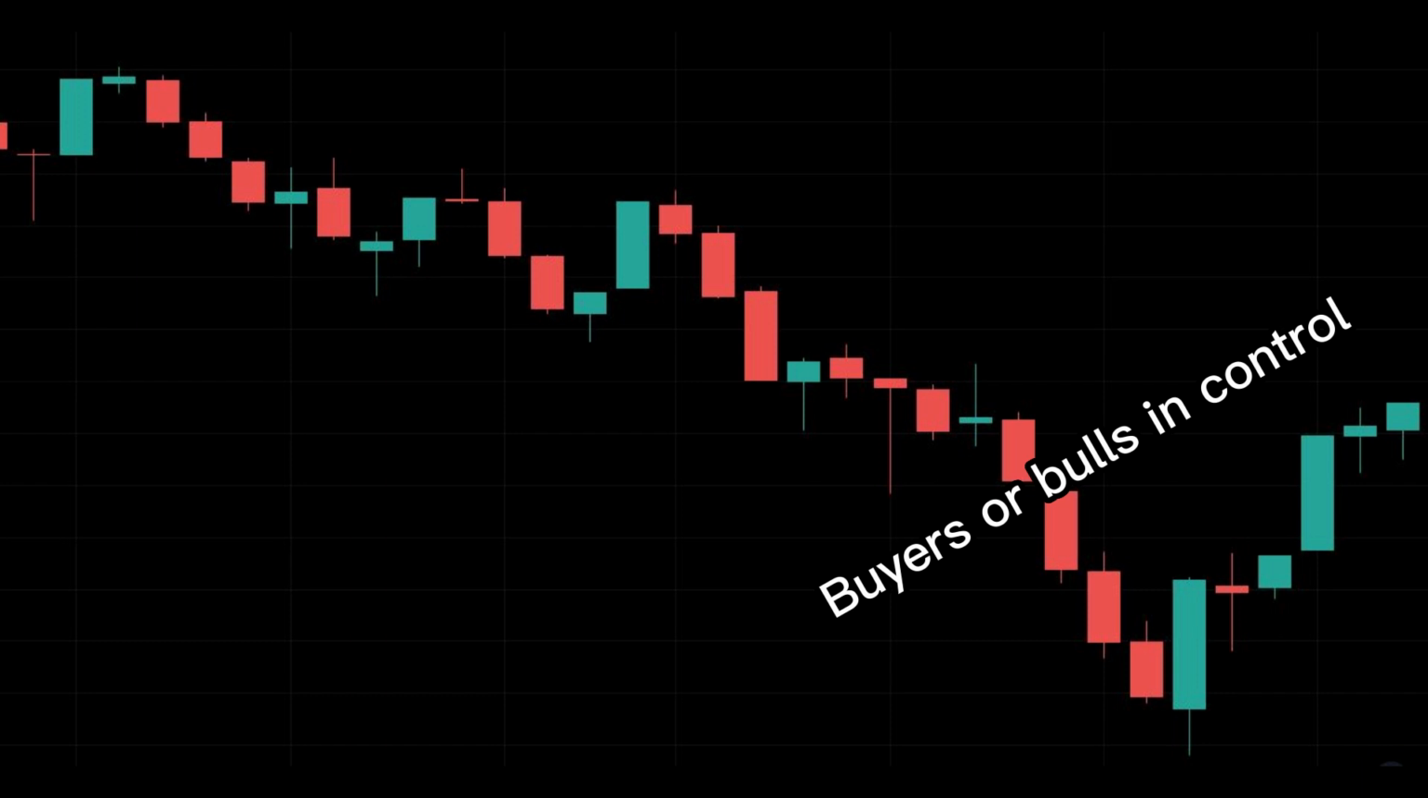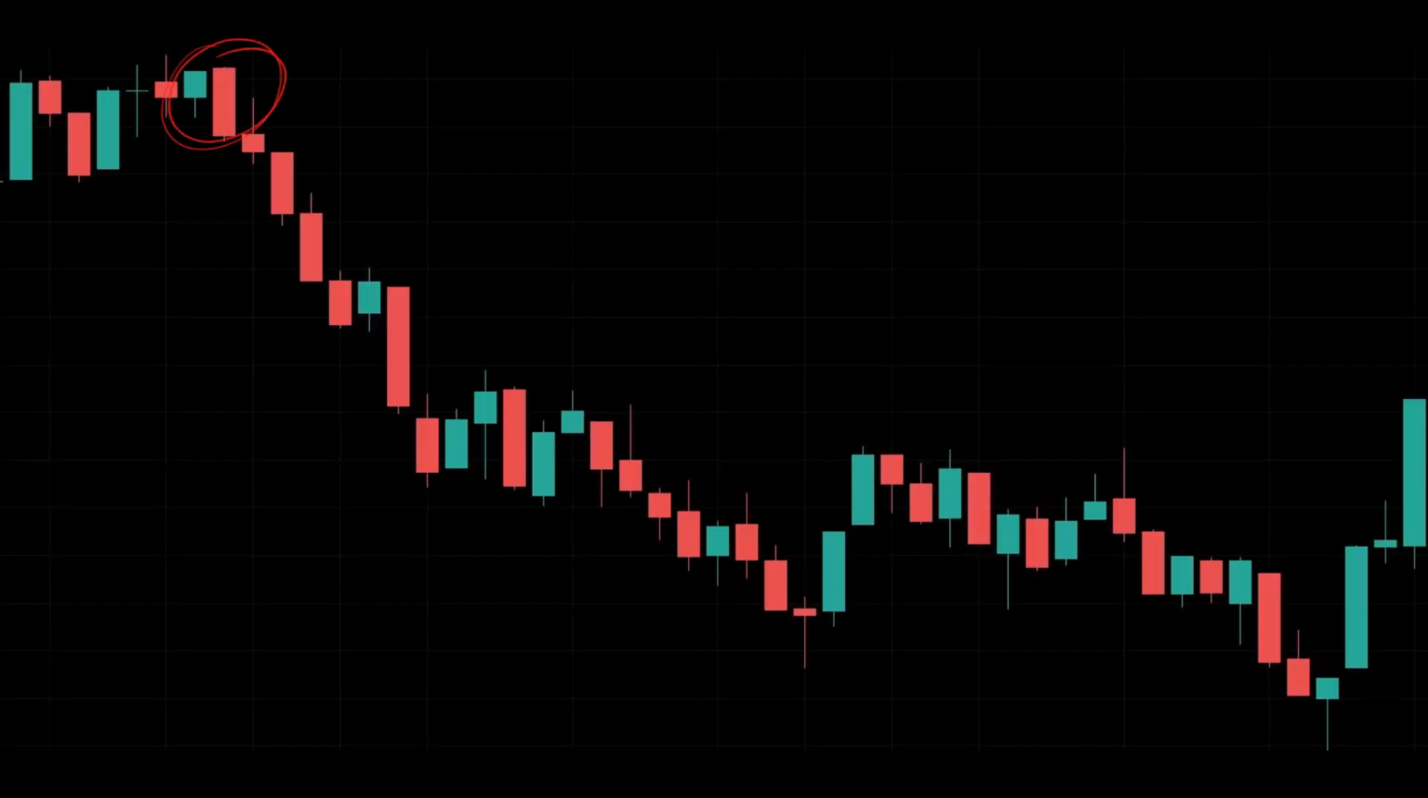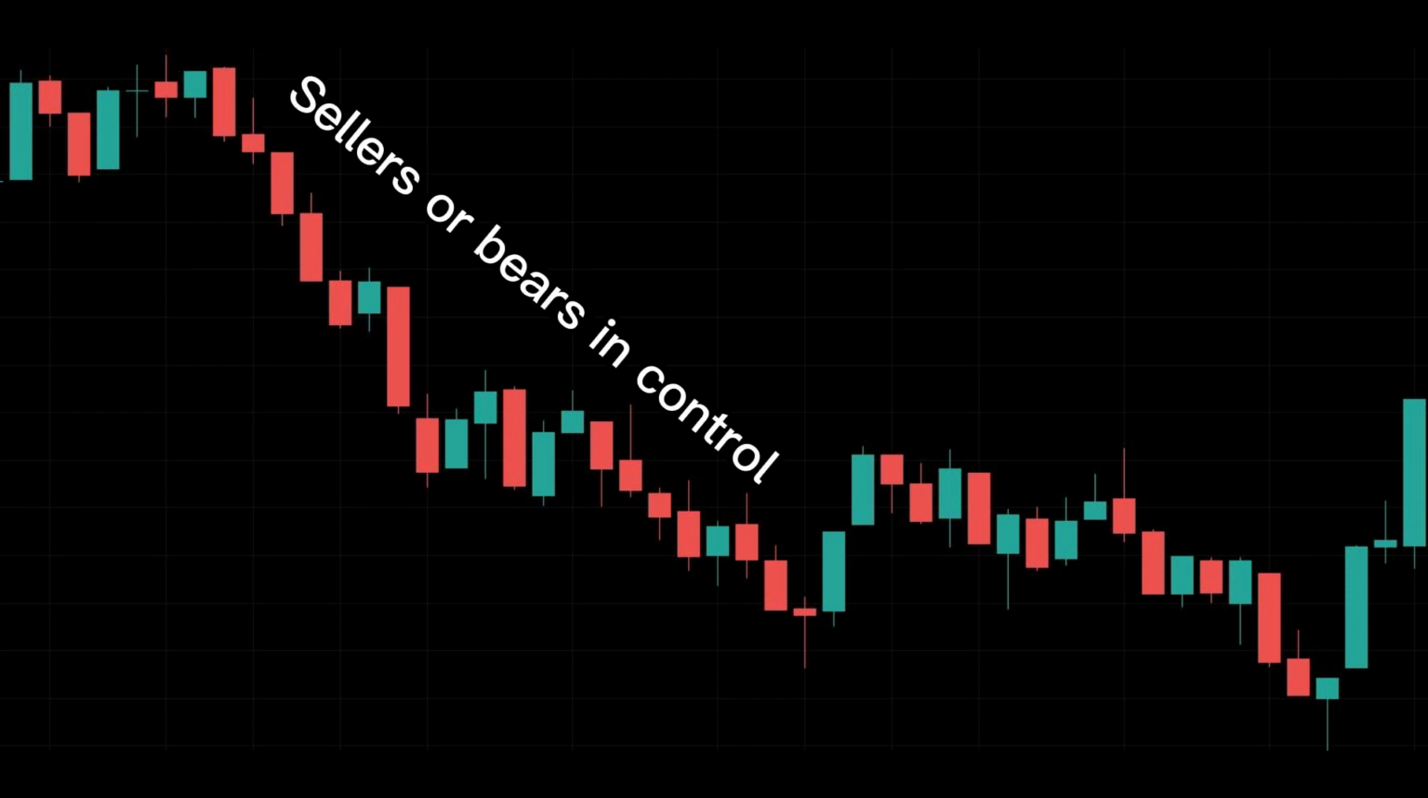A bearish engulfing pattern occurs when a small green candlestick is followed by a larger red candlestick. The red candlestick engulfs the entire range of the previous green candlestick. This pattern indicates that sellers have taken control of the market, and a reversal in trend from bullish to bearish is likely.